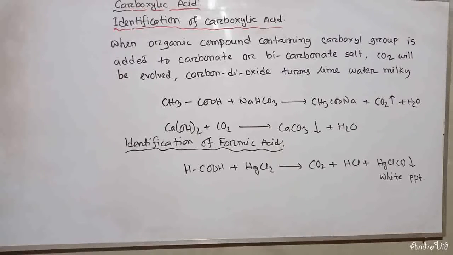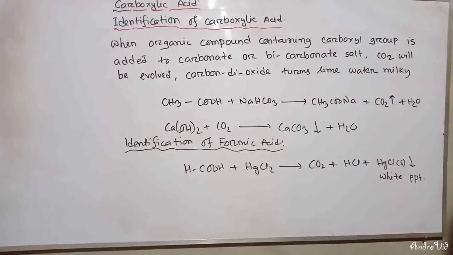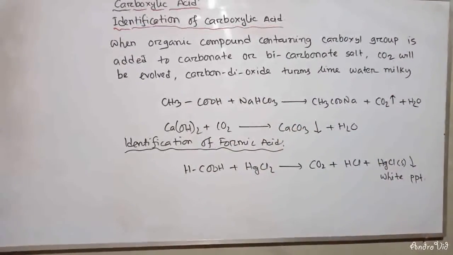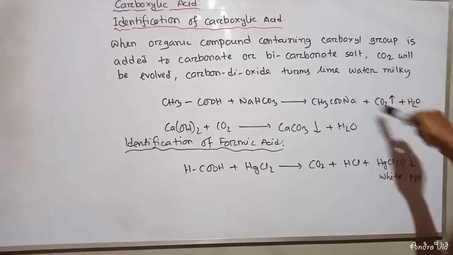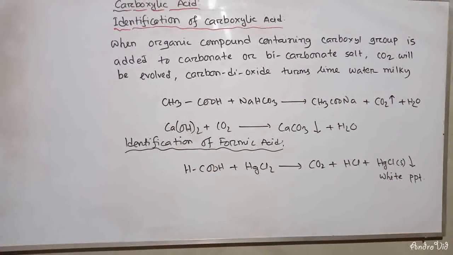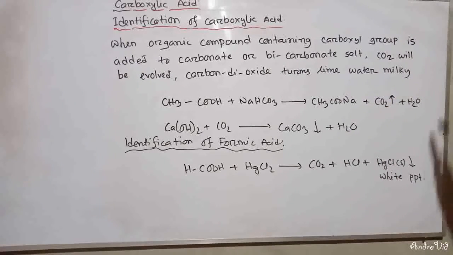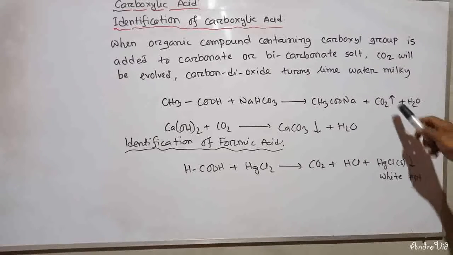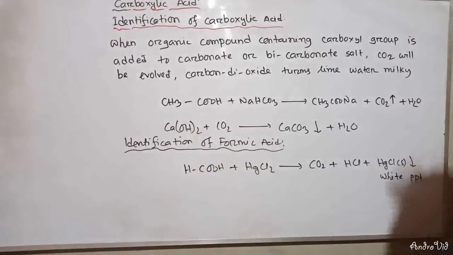So dear student, now identification of carboxylic acid. If you want to identify carboxylic acid, you have to add sodium bicarbonate or sodium carbonate type compound with this compound. If you add sodium carbonate or sodium bicarbonate with this type of compound, then carbon dioxide gas is evolved, in addition with the sodium salt of carboxylic acid and at the same time water. The production of carbon dioxide gas will be confirmed by the addition of calcium hydroxide.